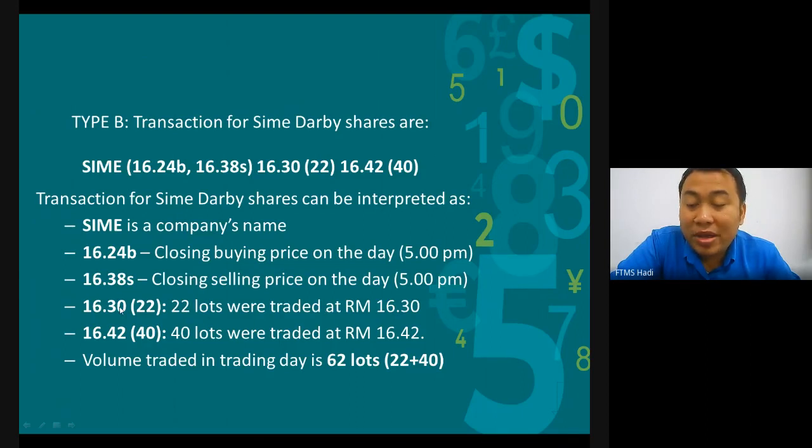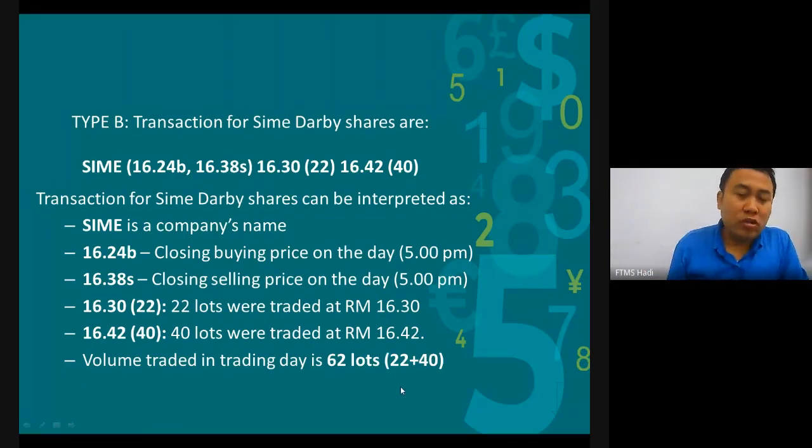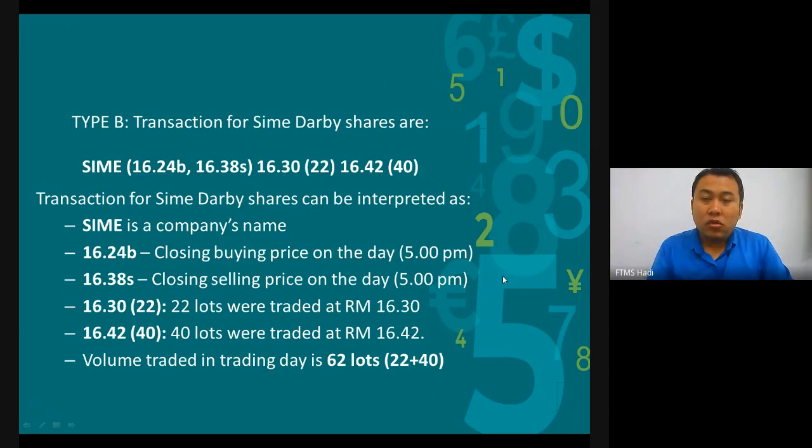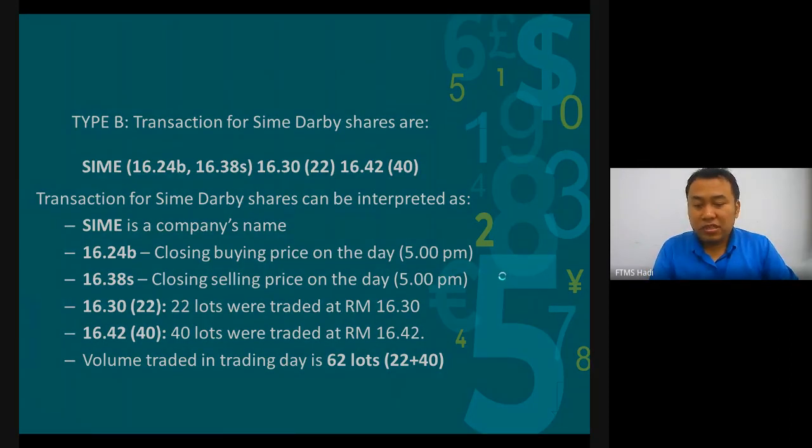Regardless of buying and selling, at this price 22 lots were traded. And 16.42 with 40 means that 40 lots were traded at 16.42, at that level of price. And then to find the volume traded, you need to add up those brackets. That means 22 plus 40, so it's 62 lots. Of course, you need to convert into shares. Remember, one lot is equal to 100 shares. So these are examples of the questions.